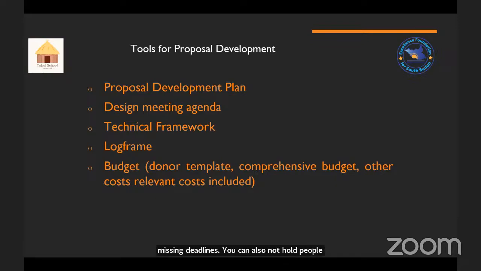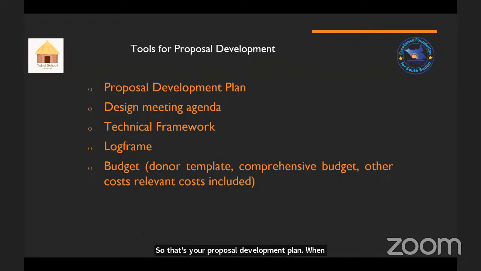So once you have the proposal development plan, you share it with everyone. Everyone will be involved in this process, so that they already know this is the plan, this is the timeline we are going to submit by. And they know the budget will be done on this date, the log frame will be ready by this time, and all that. So that's your proposal development plan.